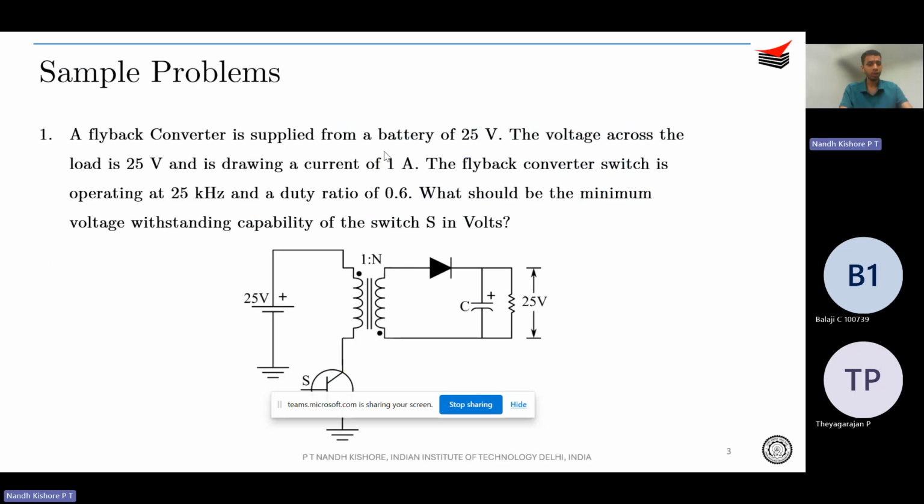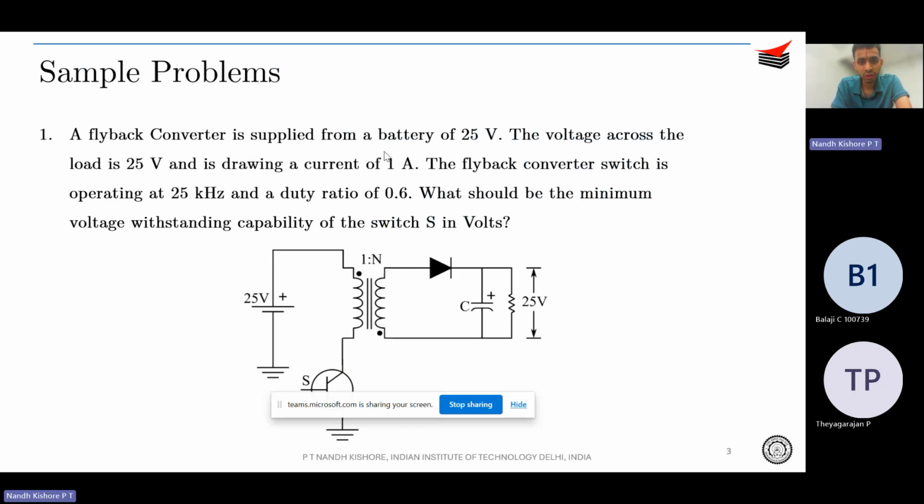Okay, so we'll go into the problems. The first problem is a flyback converter supplied from a battery of 25 volts. The voltage across the load, that is V naught, is 25 volts and is drawing a current of 1 ampere. So V naught is given, I naught is given. The flyback converter switch is operating at 25 kilohertz and a duty ratio of 0.6. So your D is 0.6 and the Fs, or the switching frequency, is 25 kilohertz.